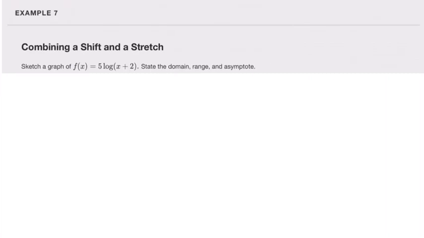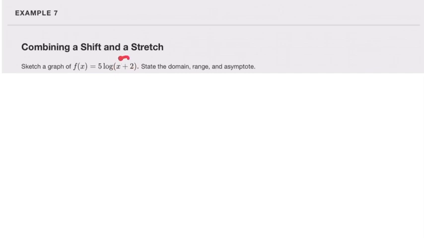So sketch the graph of this and state the domain, range, and asymptote. It looks like we have two manipulations going on here. We're going to start with the parent function. If we start on the inside and work our way out, following order of operations, parentheses first, so we'll do this part first.